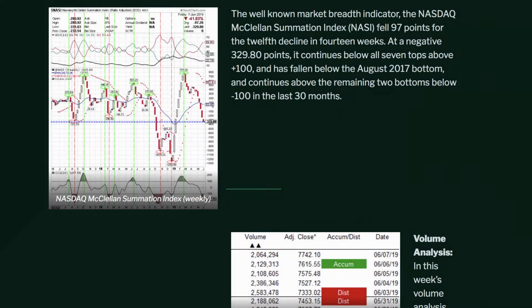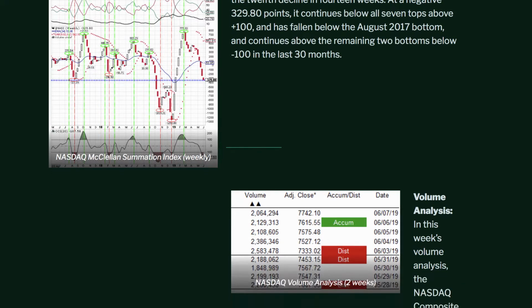The well-known market breadth indicator, the Nasdaq McClellan Summation Index, fell 97 points for the 12th decline in 14 weeks. At a negative 329.80 points, it continues below all 7 tops above plus 100 and has fallen below the August 2017 bottom, and continues above the remaining 2 bottoms below minus 100 in the last 30 months.